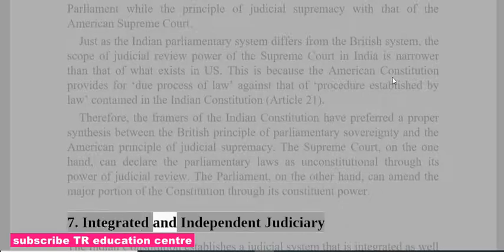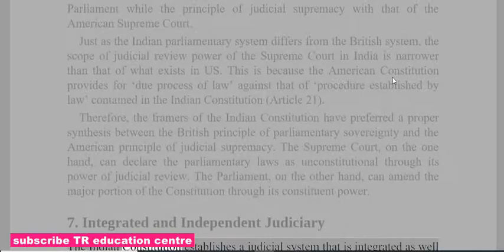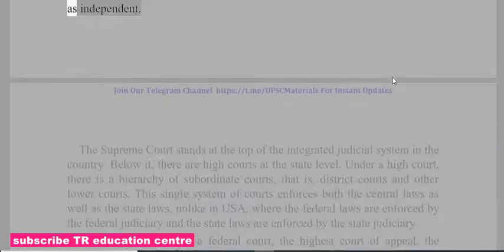7. Integrated and independent judiciary. The Indian Constitution establishes a judicial system that is integrated as well as independent.